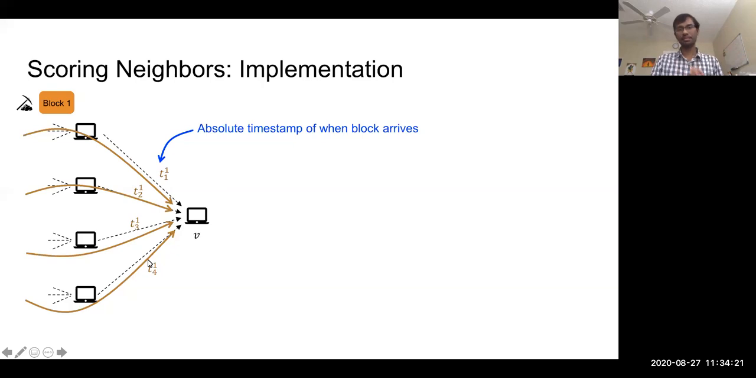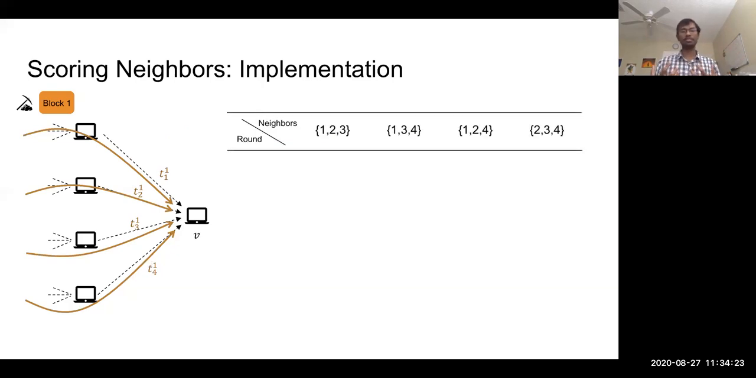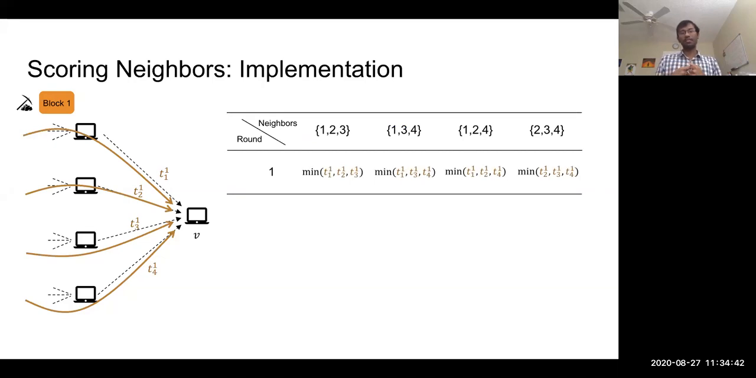Now, using these absolute timestamps of when different blocks arrive, we create a table. The columns of the table are basically the different subsets. So subset 1, 2, 3, 1, 3, 4, and so on and so forth. And the rows of this table are the different blocks. So each time the node receives a block, it's going to be recording when this particular subset, this particular group of neighbors, first relayed the block to V.